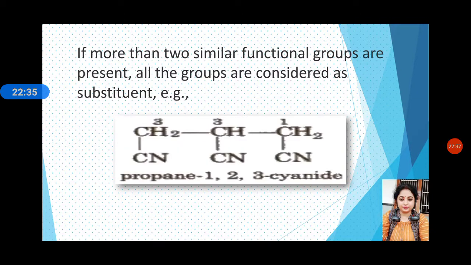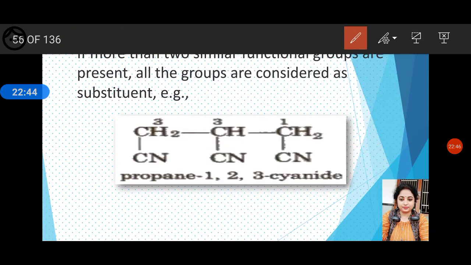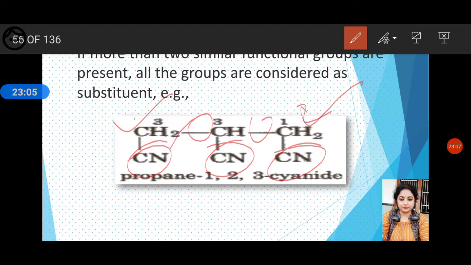A few things. If more than 2 similar functional groups are present, all the groups are considered as substituents. See here, 3 cyano groups are present. We can start the numbering from either side, both will be correct. 1, 2, 3: meth, eth, prop. Prop is the root word, all containing single bonds, so propane, 1,2,3-tricyanide.